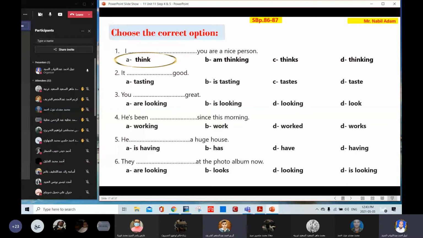Karim. It tastes good. Yes, I like mahshi. It tastes good. Here, for he, she, it, we add s. So what do you think of this food, Muhammad? It's very delicious. It tastes good. Thank you.